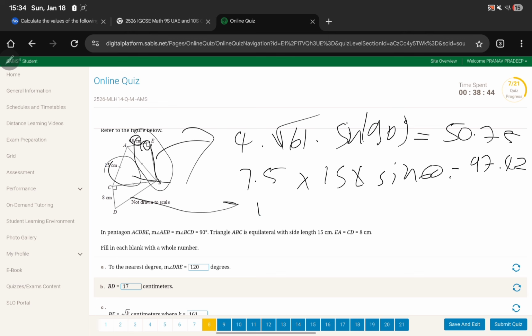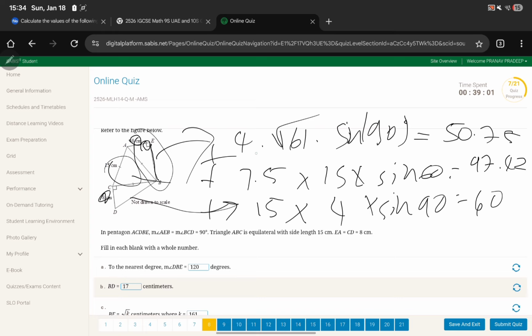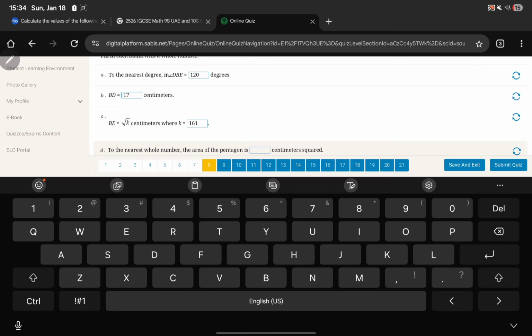And here, again, just apply the same principle. It's 15, it can have any side, so it's 15 times 4, half of this, times sine 90. Just add plus, you're gonna get 208.17, so it's just 208.